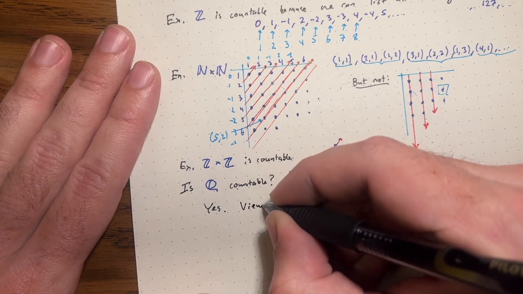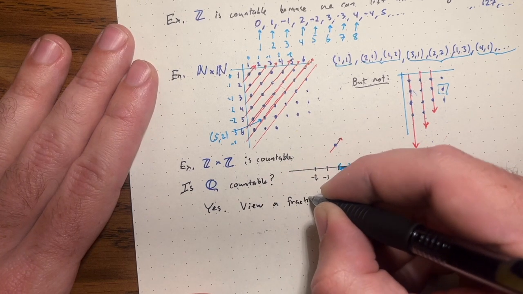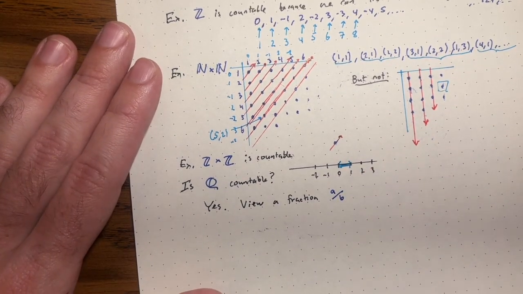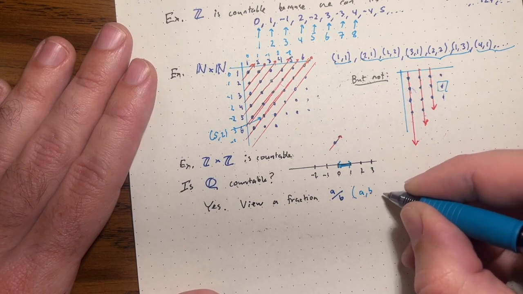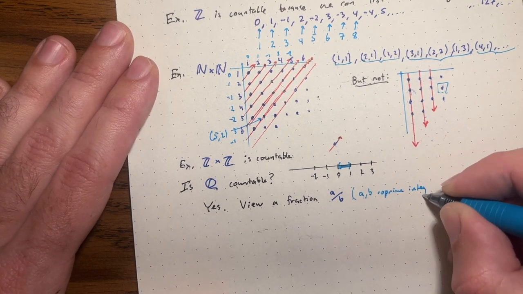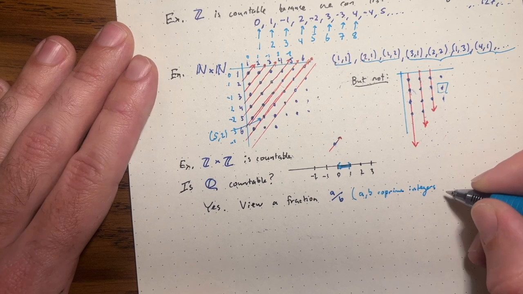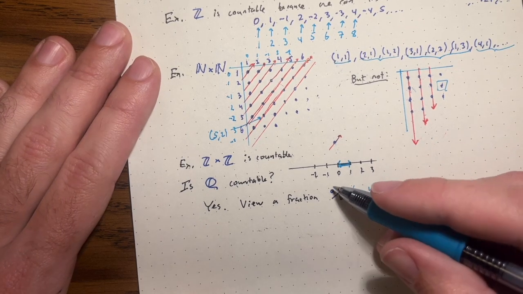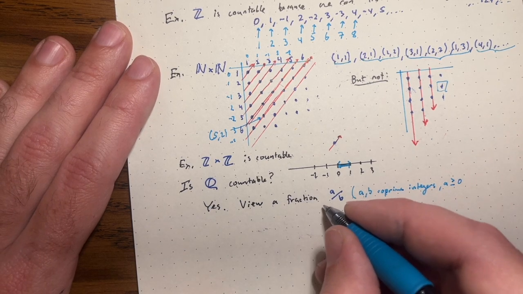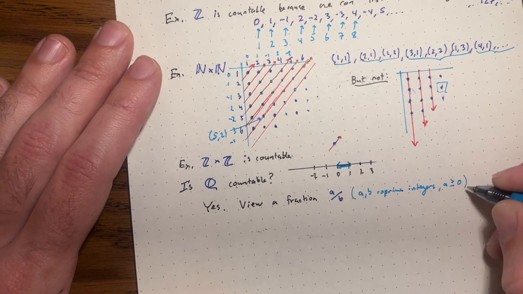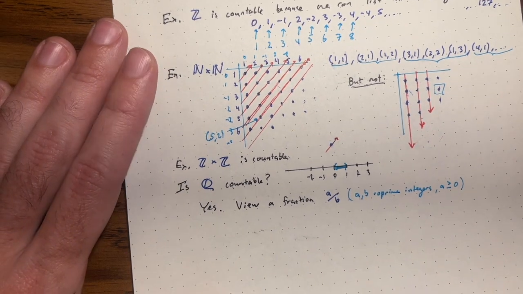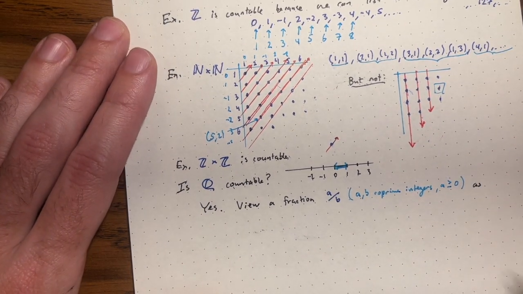But the idea is you just view a fraction as, let's say, a over b, and maybe we can assume a few things. Let's say a and b are co-prime integers, co-prime meaning it's in lowest terms, so there are no common factors. And to avoid ambiguity, let's say a is the positive one. If it's a negative fraction, let's put the negative sign with b. So a is greater than or equal to 0. So yeah, we view a fraction like this as an ordered pair of integers.